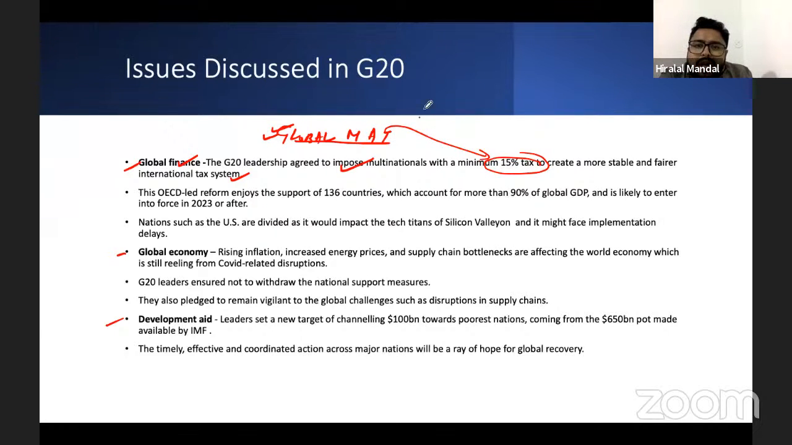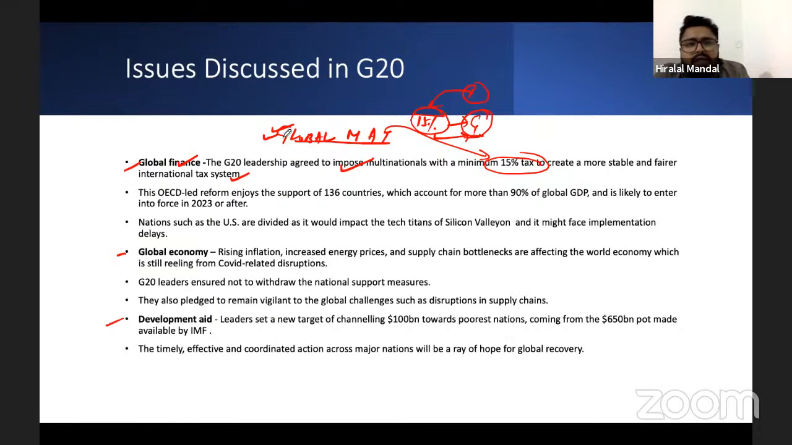It means what? Every company will have to share 15% of its profit with the government. The government can be the government where the benefit is being made by the companies, or if that is not happening, then the local government can also impose the rest of the amount, the unpaid amount of tax on these companies.